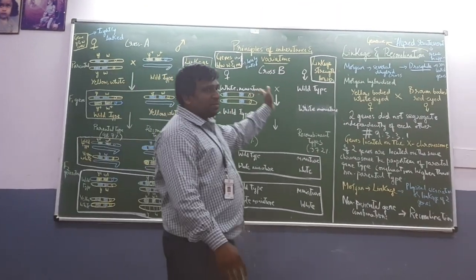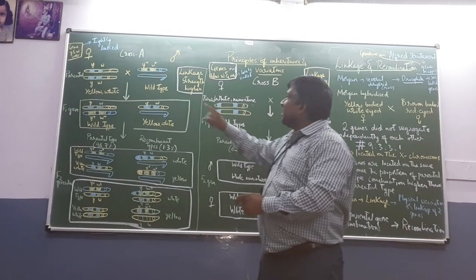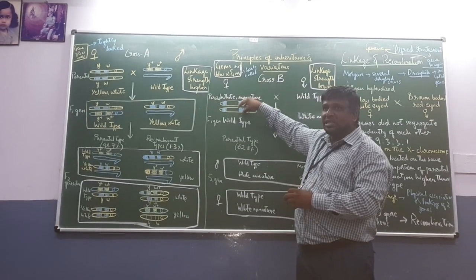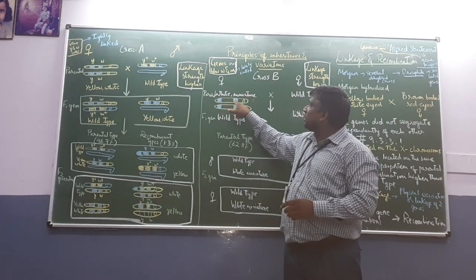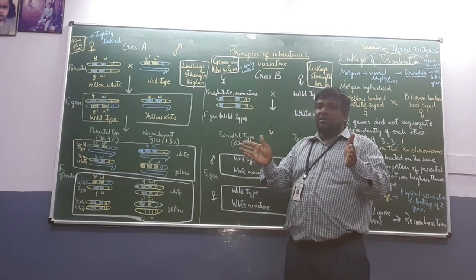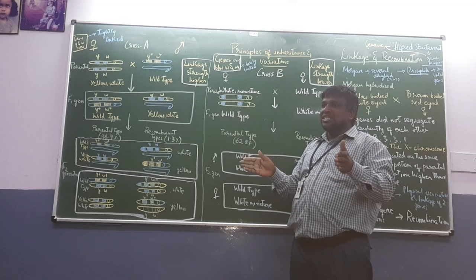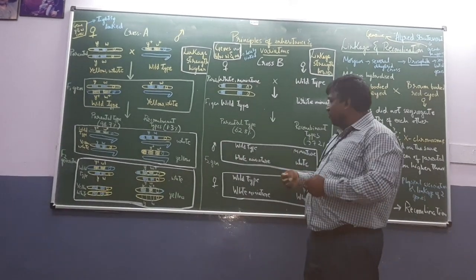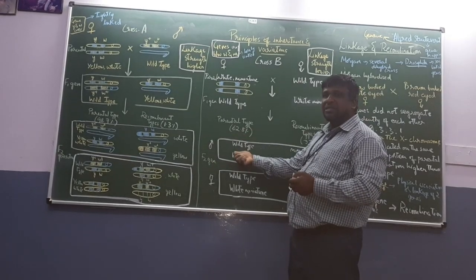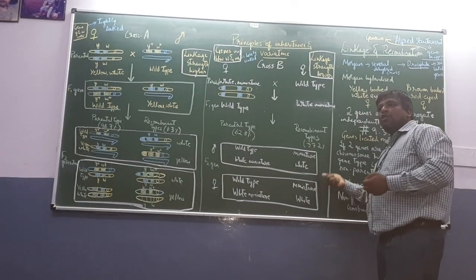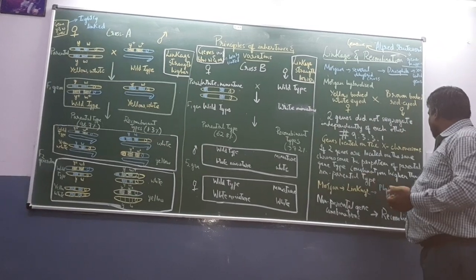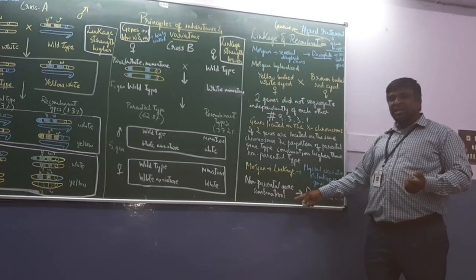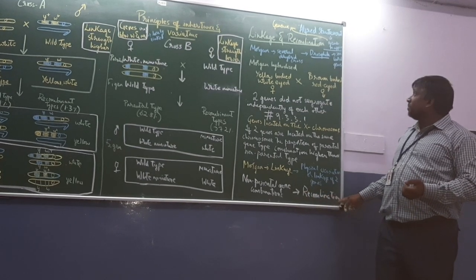In cross B, only one difference is there: the distance between the two genes would be further away. The genes are located on the same chromosome, but the distance between the two genes would be far. So because the distance between the two genes is far, the linkage strength is lesser, and because of which the parental types are lesser in percentage when compared to the recombinant types or non-parental types. That is what you have to remember. Non-parental gene combinations we call recombination.